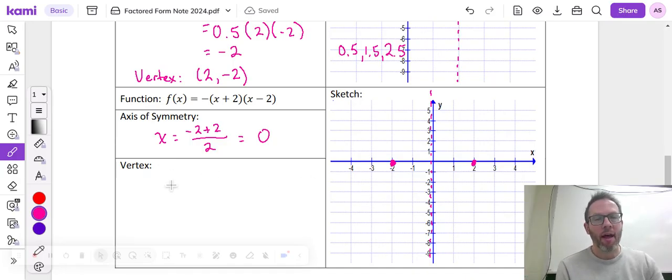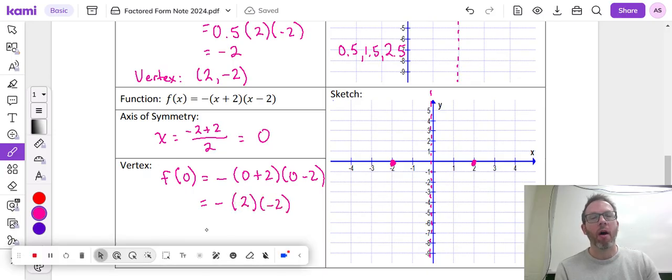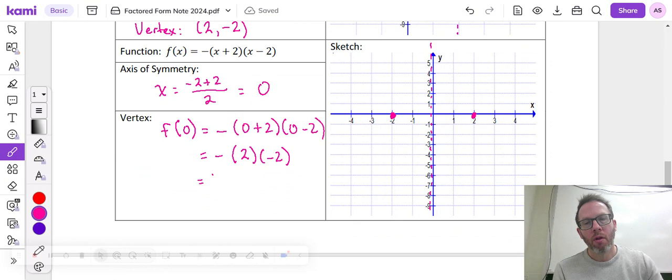And then where's the vertex? Well, what's the y value when x is equal to 0? So we'll have -1 times 0 + 2 times 0 - 2. I think that's -4, right? -1 times 2 times -2. Oh, excuse, +4, right. +4, because it opens down. So I'm just going to write in, so the vertex is at 0, 4.